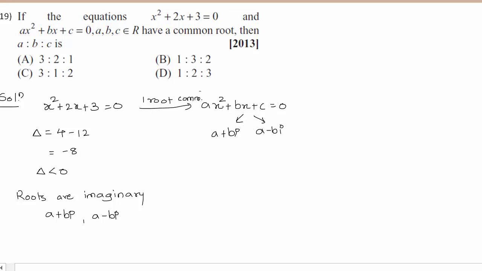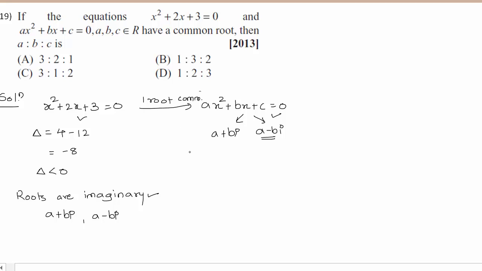Okay, I'll repeat again, students. This and this has one common root, as the question says. But the point is, roots are imaginary, and imaginary roots always appear in conjugate pairs. That means even if they have one common root, the other must be common because it is obviously the conjugate.